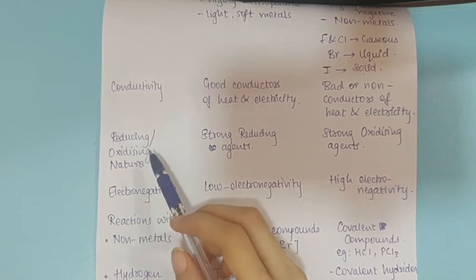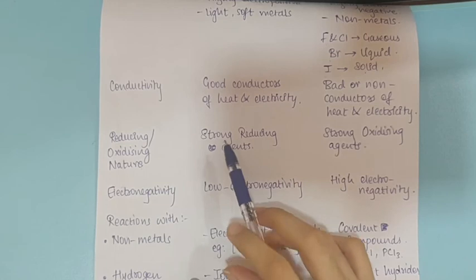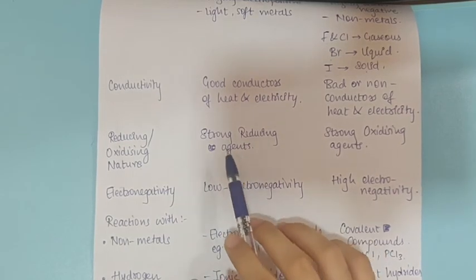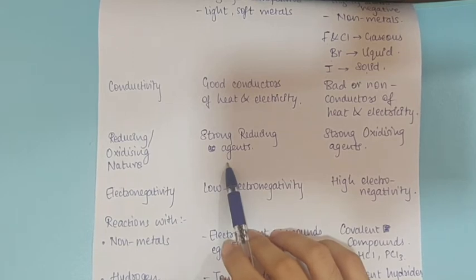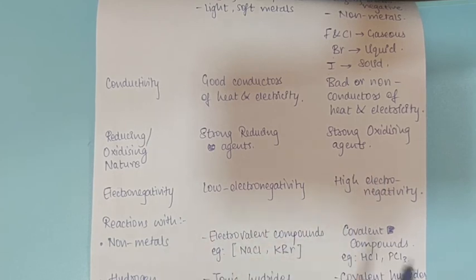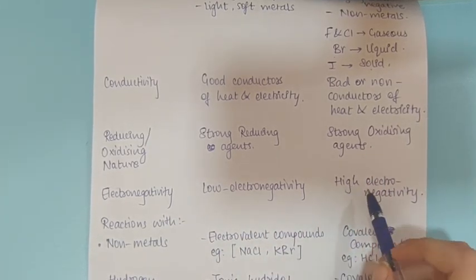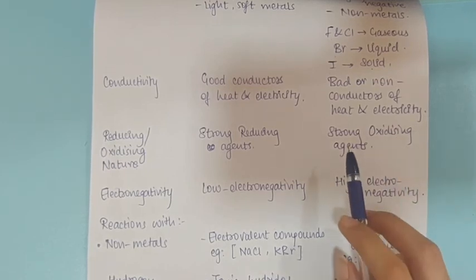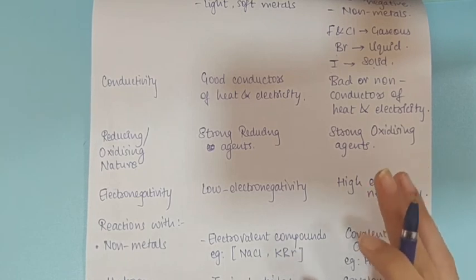The reducing and oxidizing nature, what about that? So group 1 elements are strong reducing agents. Why? Because the alkali metals are electron donors. They have one valence electron which is easily removed from the outer shell. And group 17 are strong oxidizing agents because they are halogens and they are electron acceptors.